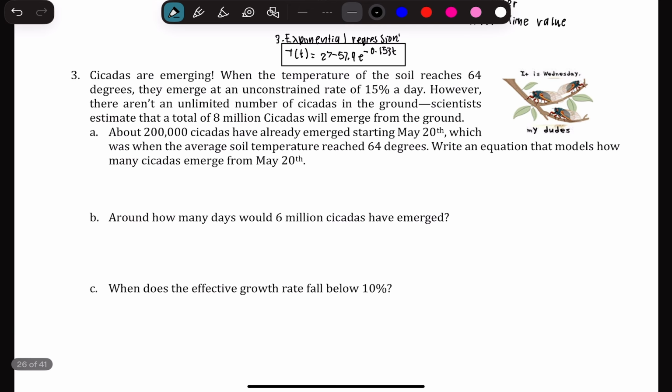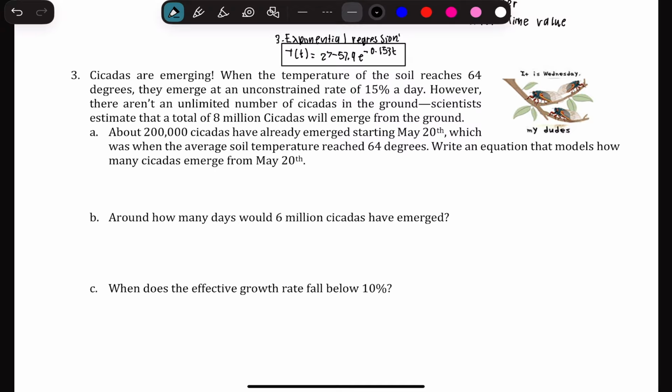So now let's do our next problem. Cicadas are emerging. When the temperature of the soil reaches 64 degrees, they emerge at an unconstrained rate of 15% a day. However, there are an unlimited number of cicadas in the ground. Scientists estimate that a total of 8 million cicadas would emerge from the ground. About 200,000 cicadas have already emerged starting May 20th, which was when the average soil temperature reached 64 degrees. Write an equation that shows how many cicadas emerged from May 20th.